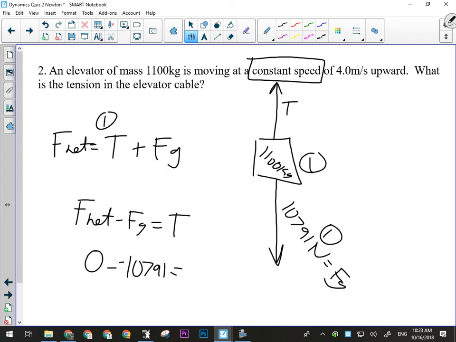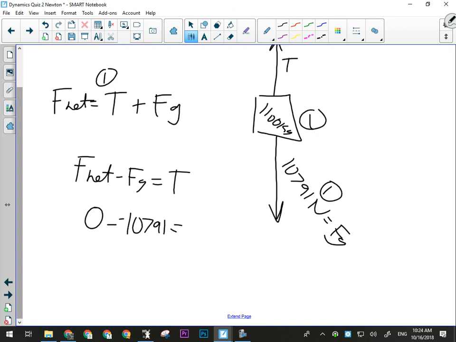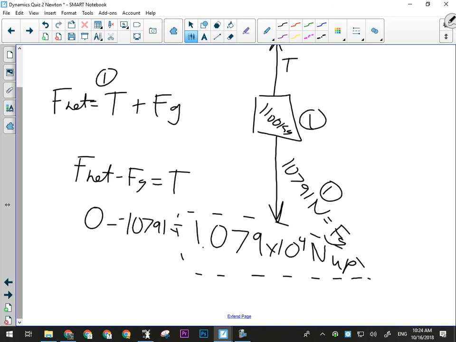Did I ever use the 4 meters per second for anything? That's a rotten, dirty, dirty trick. And I'm all about rotten, dirty tricks. So get used to it. You never use the 4. It's not part of your calculations. So you will have 1.079 times 10 to the 4 newtons up. Or I would accept positive as well.